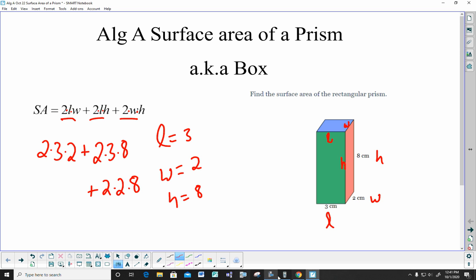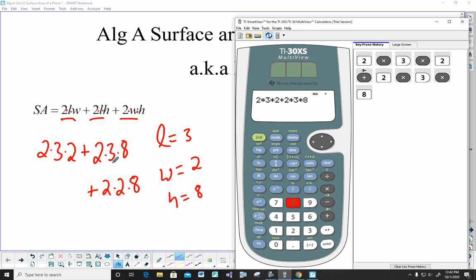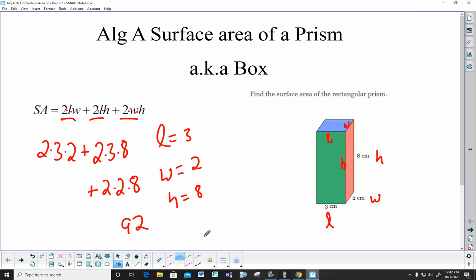And you just grab your calculator and you type it all in. So I'm just going to go down the road. 2 times 3 times 2, that's this first bit, plus 2 times 3 times 8, that's this piece, and then this piece, plus 2 times 2 times 8. And you just hit enter, and there's your answer. So you would then type in 92, and it would provide the units for you in Delta Math.